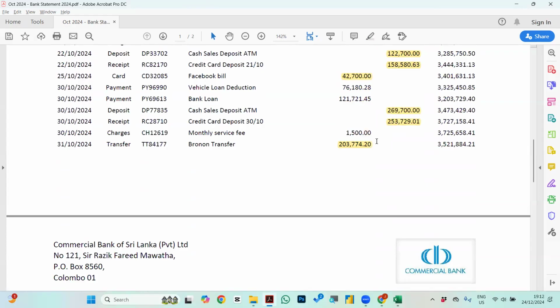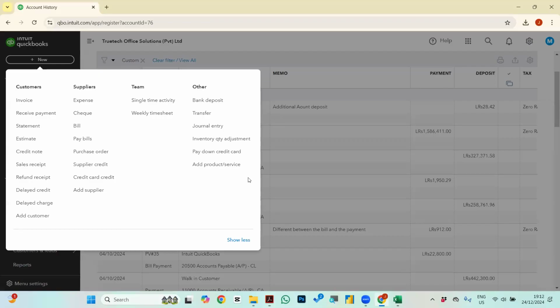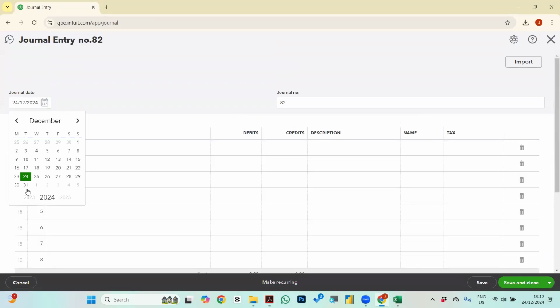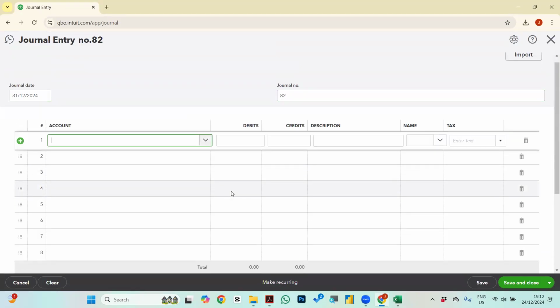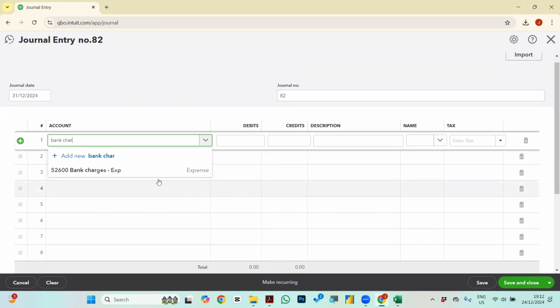So 1,500 and 150 are there as a bank charge we need to record. So I'm going to go here, say new and then journal entry. On 31st October, for the whole month, I don't have to do one by one. So I'm going to say bank charges, 1,150. That's the bank charge. So I'm recording everything together.